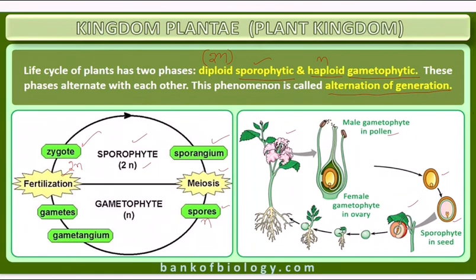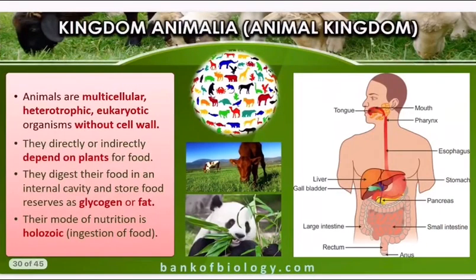They are cosmopolitan in occurrence, economically very important, as plants give us food, fodder, timber, fuel, and whatever we require to survive, they are all being given by the plants. Kingdom Animalia, on the other hand, all the animals including us come under this kingdom Animalia.